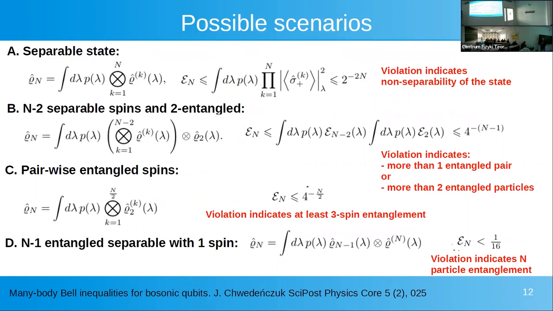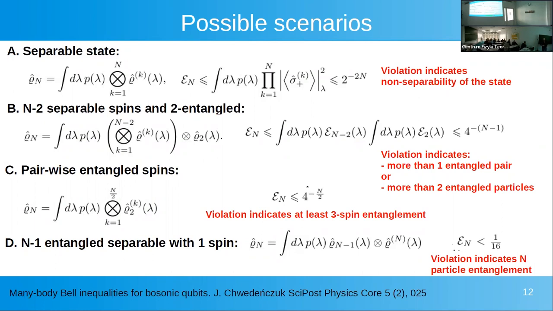And having said that, we can consider different scenarios with our correlator and see that the correlator can capture some particular scenarios which can happen in the given experiment. For example, if we consider a state which is the product state of n qubits, the correlator is bounded from above by this value. And violating this value means that the state we have considered, the rho we get, is not separable. We can build other constructions. For example, we can consider n minus 2 separable spins and only 2 spins entangled. And our correlator also gives a bound. So the bound 2 to minus 2n.